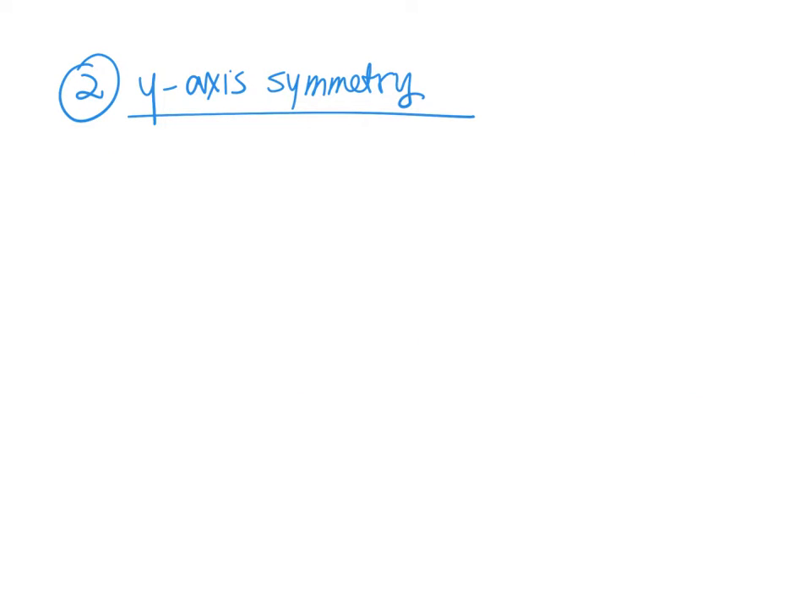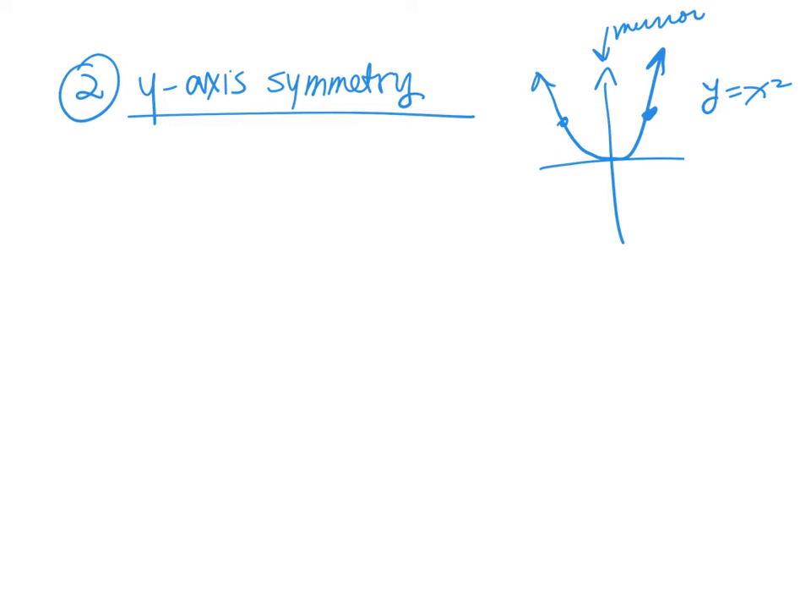The second type of symmetry is y-axis symmetry, and this is more common when we talk about functions because we would think of something like our parabola. The equation y equals x squared is symmetric about the y-axis because the y-axis acts as a mirror. And whatever point is on here is also across that y-axis.